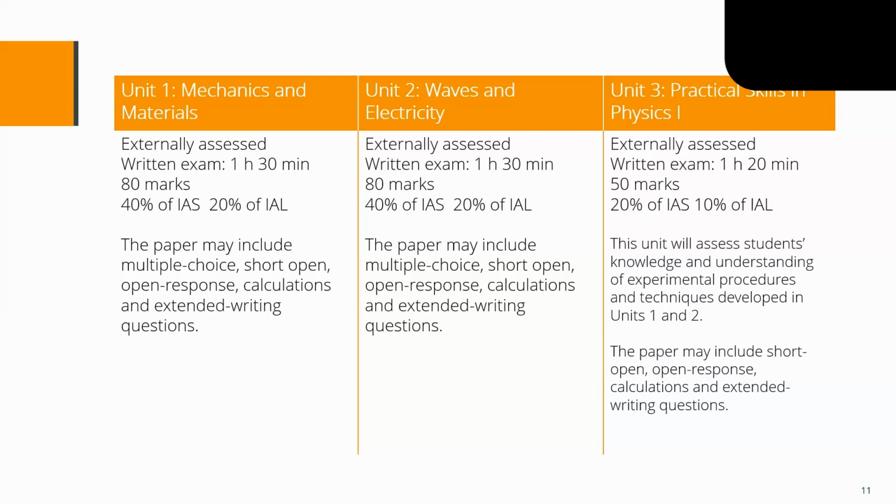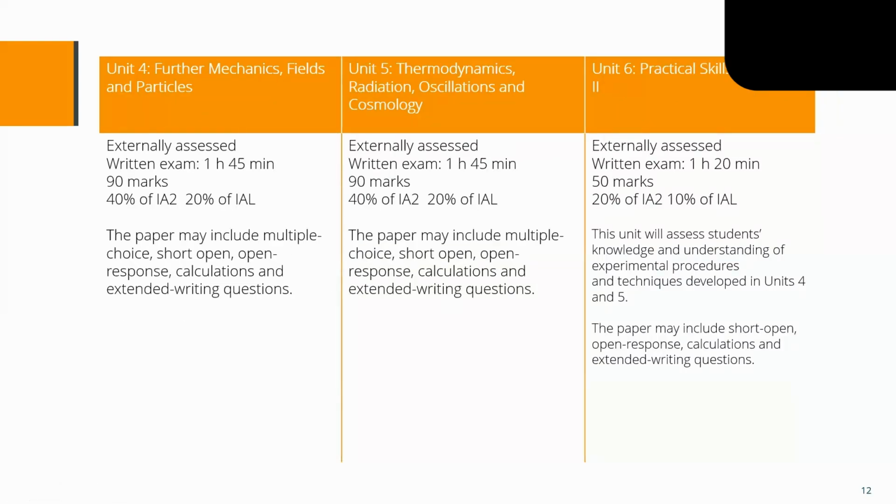If we look at the 3 units in the IA2, which combine with the 3 we've just looked at to make up the full A level, you can see there's a similar sort of pattern. Units 4 and 5 are content modules: further mechanics, fields and particles in Unit 4, and thermodynamics, radiation, oscillations and cosmology in Unit 5. They're also assessed by external papers. All the papers are externally set. There are no practical exams or assessed practicals in the laboratory, no coursework in this subject.